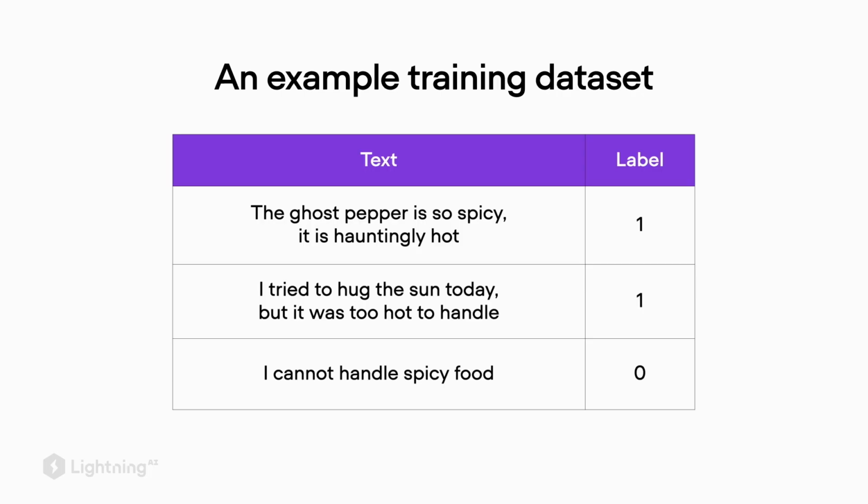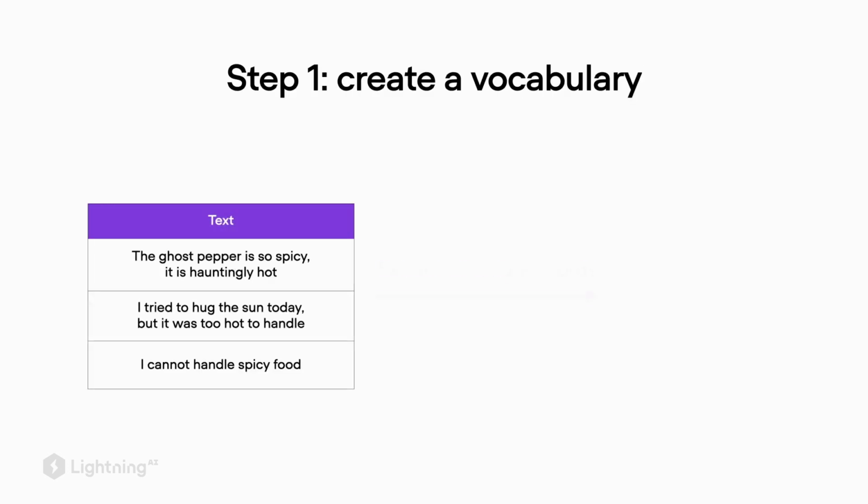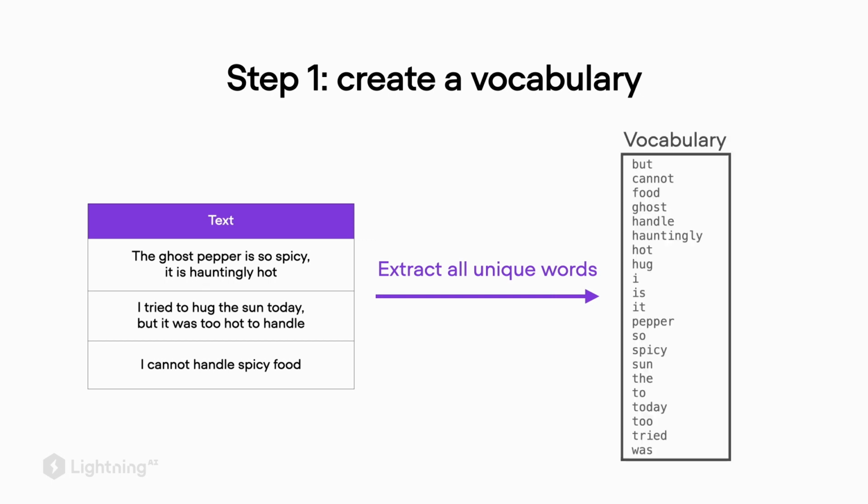For this, let's use a simple example where we suppose we are building a classifier to identify funny sentences. So for this, we have an example training dataset where we have multiple sentences, and for each sentence we have a label whether it's funny or not. In the bag-of-words approach, the first step is to extract all the unique words from the training dataset to construct the so-called vocabulary. So the vocabulary then contains all the unique words that we encounter in the training dataset.